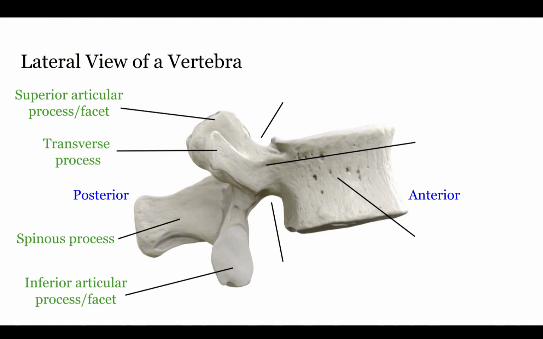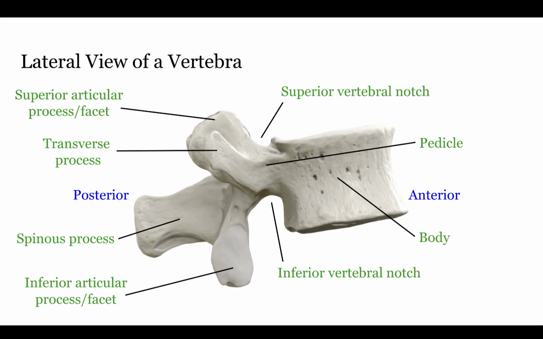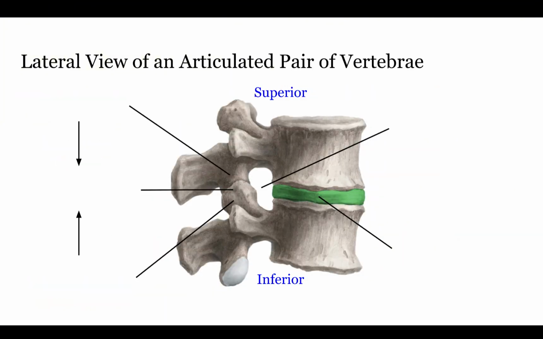Something that we weren't able to see from the superior view that we are able to see from the lateral view is the superior vertebral notch. Moving on, there's the pedicle from a lateral view. There's the body. And again, if we have a superior vertebral notch, you can also assume that we have an inferior vertebral notch.